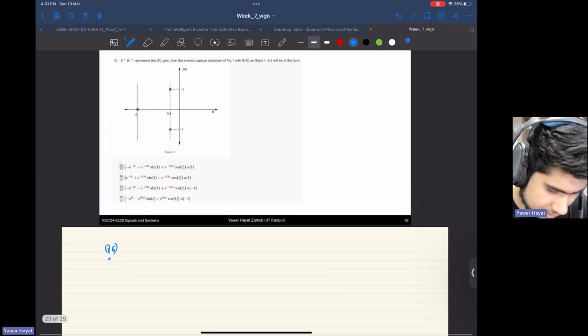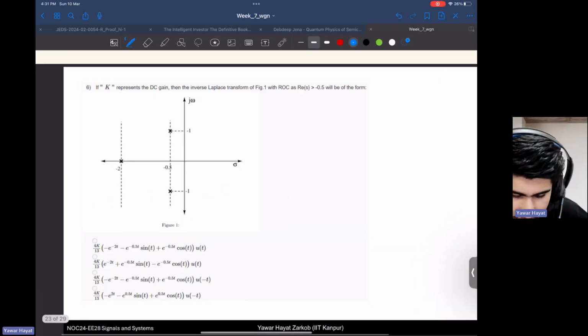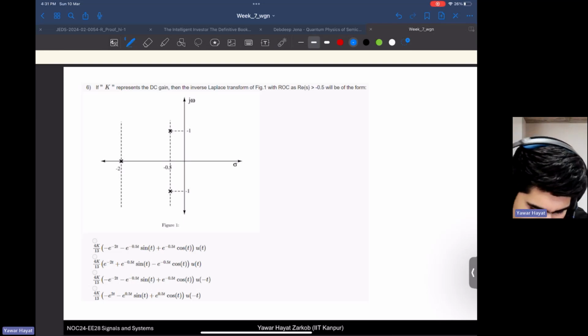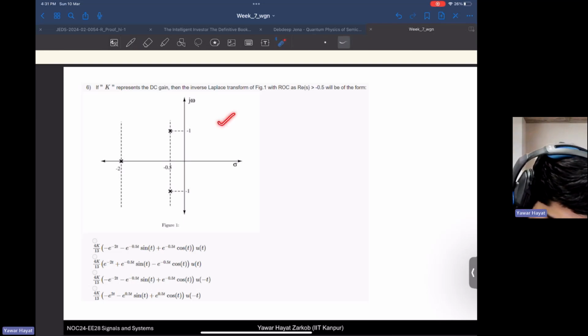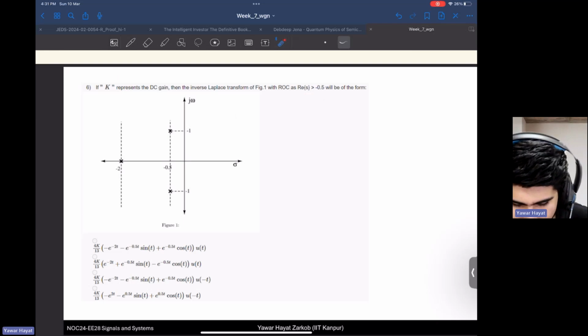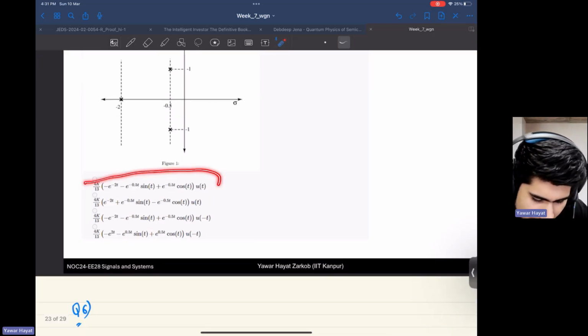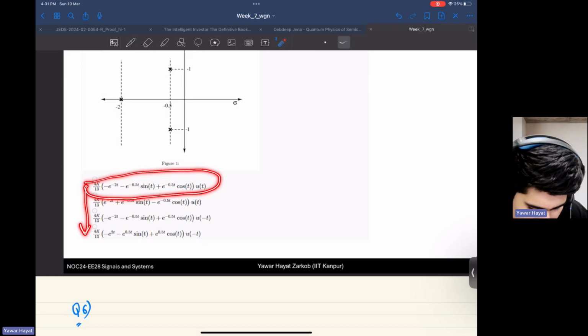We'll start question number 6 now. If K represents the DC gain, then the inverse Laplace transform of figure 1. Okay, this is the figure. DC gain is K. ROC is also provided. We need to comment on the form of the inverse Laplace transform, what will be its form. Notice we have K in the options as well.